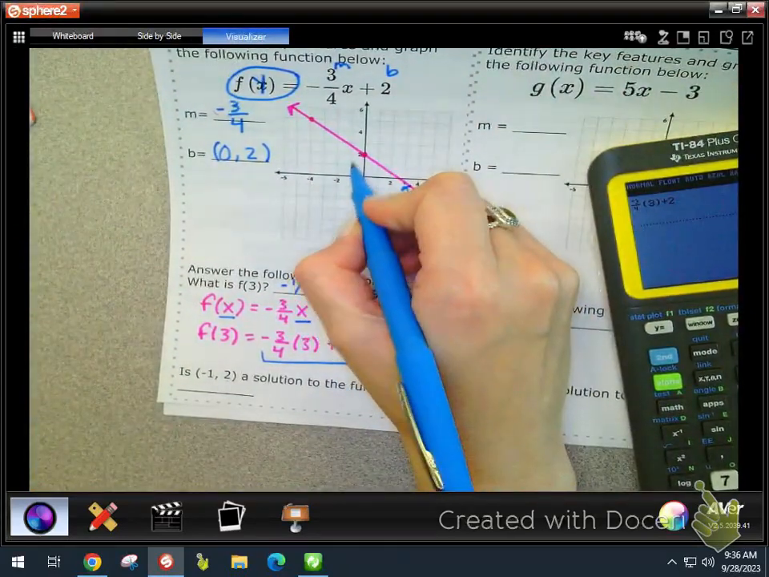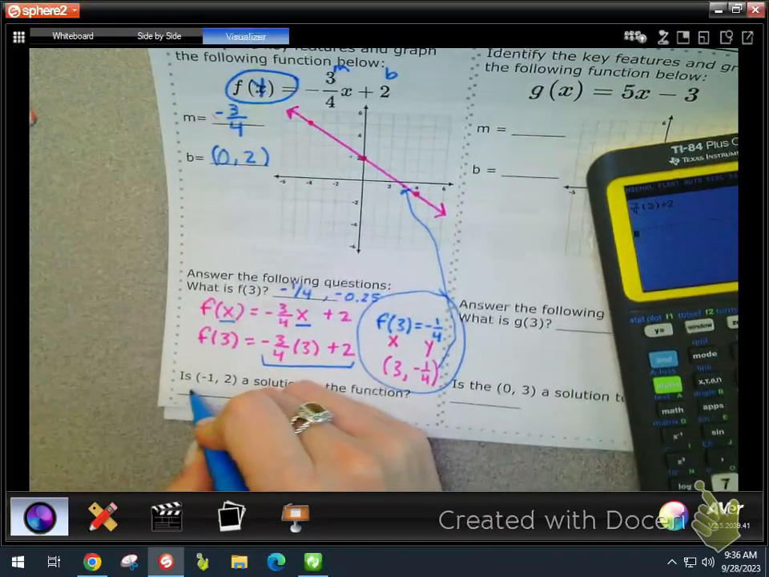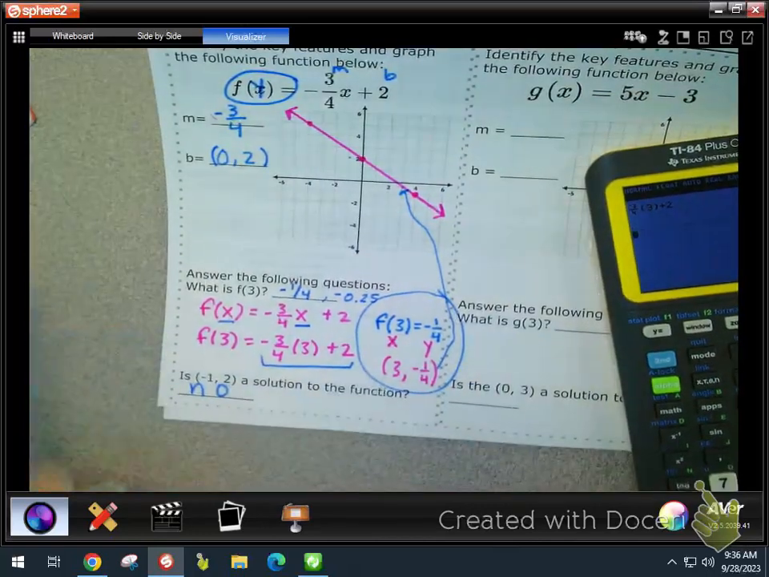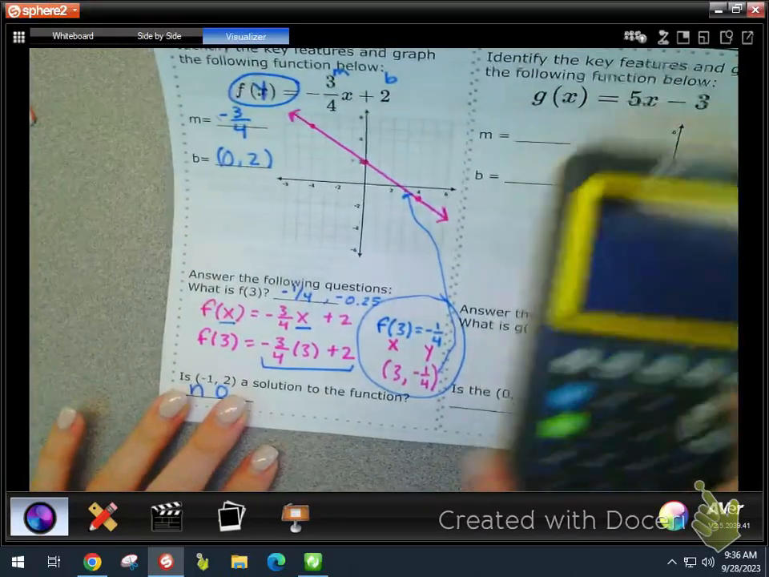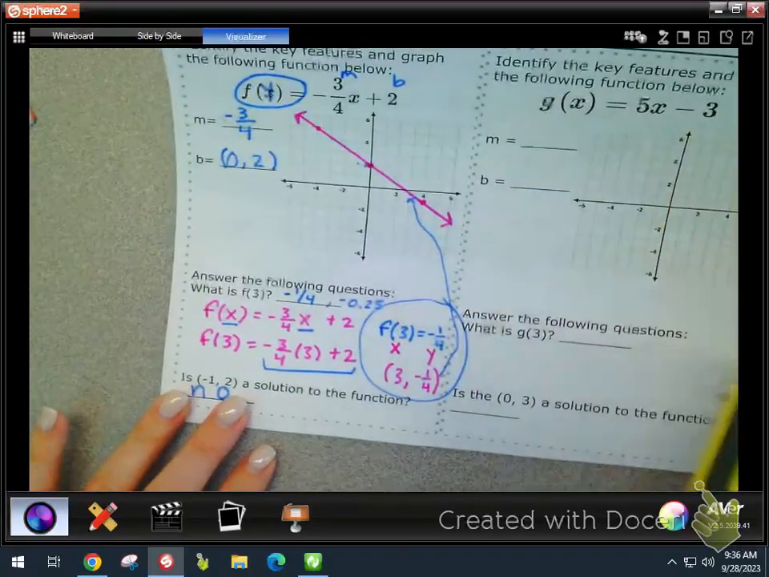Negative 1, positive 2. Is that on the line? No. So is it what we call a solution? No. Okay? It is not.